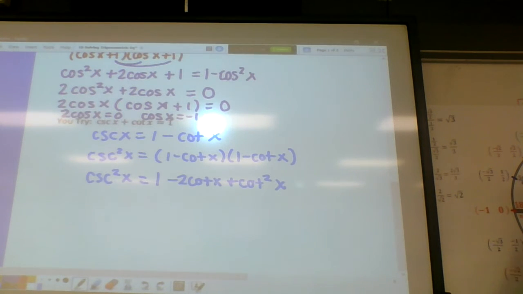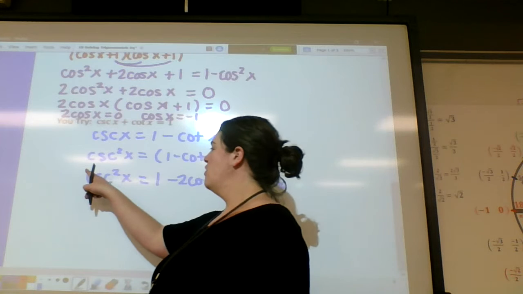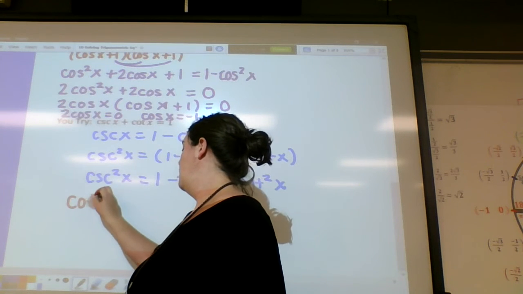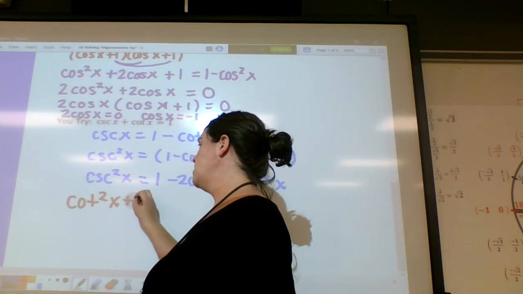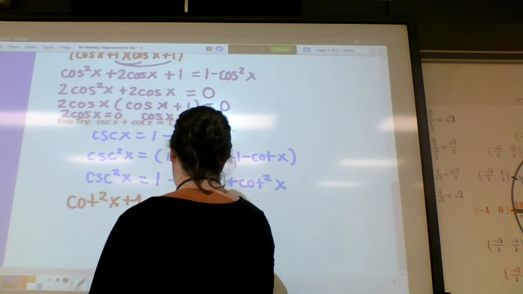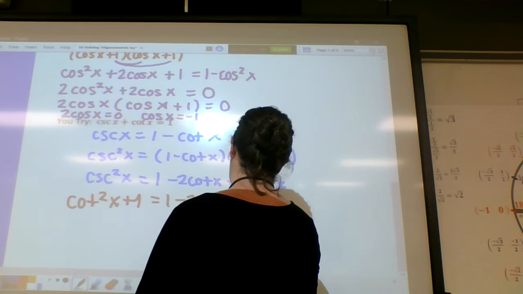Did you all turn everything into cosecants or cotangents? Cotangent. So you replace this one over here. So the cosecant squared is equal to the cotangent of x plus 1, right? Or 1 plus, it doesn't matter because it's addition. And so this whole side stayed the same.